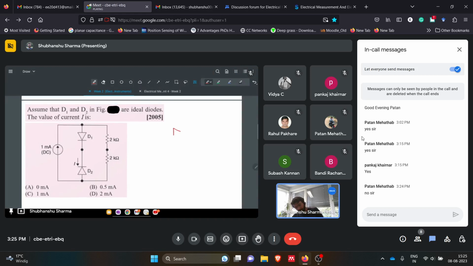If this voltage is higher, let's say this is V1, this is V2. If V1 is greater than V2, then for an ideal diode, this will be short circuited. But if V1 is less than V2, then this will be open circuited. Simple diode. Okay, so now you can answer this. Can anybody write the answer in the chat box?